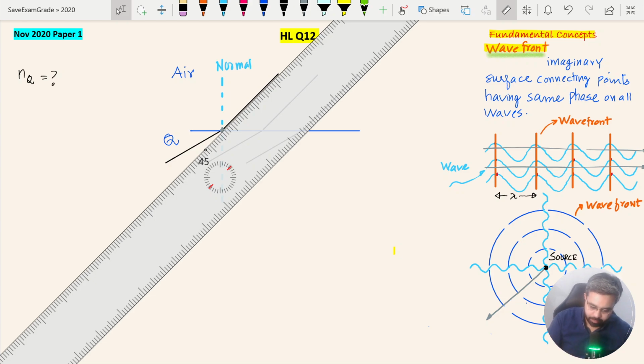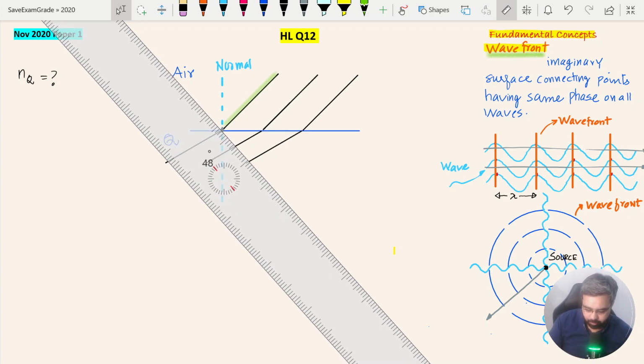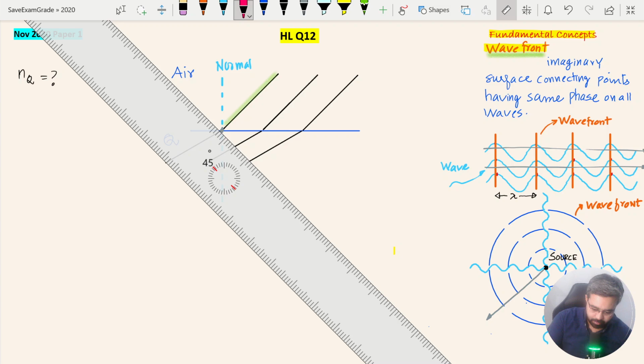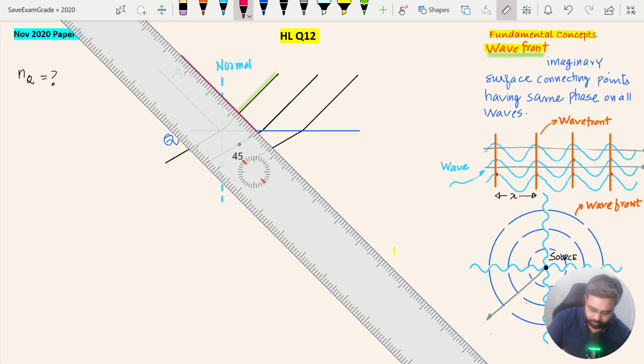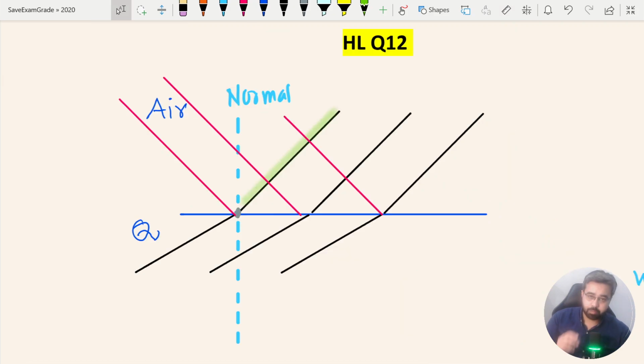As you see, this is the wavefront of this wave in the air, and what will be the incident ray? It must be at an angle 90 to the wavefront, because a ray is always at an angle 90. So let's draw at 45 degrees. For example, this is the incident ray of light. You can draw all of these red ones as incident rays of light, which means you can consider that the wave was coming from air and it's just about to enter the medium Q. So these are the waves.